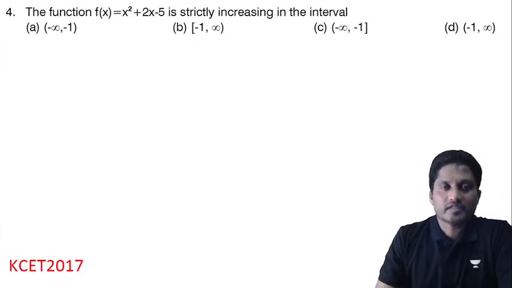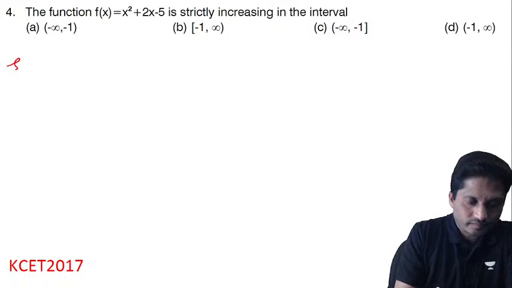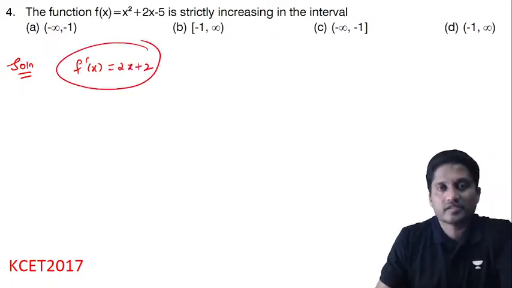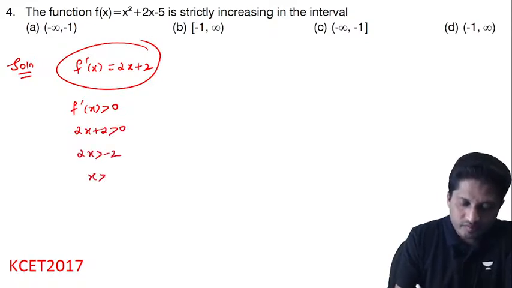The function f of x is equal to x squared plus 2x minus 5 is strictly increasing in what interval? What is f dash of x now? Differentiation of x square is 2x, right? Differentiation of 2x is 2. This is f dash of x. Strictly increasing means f dash of x is strictly greater than 0. That is, 2x plus 2 is strictly greater than 0. 2x is more than minus 2, which means that x is more than minus 1.